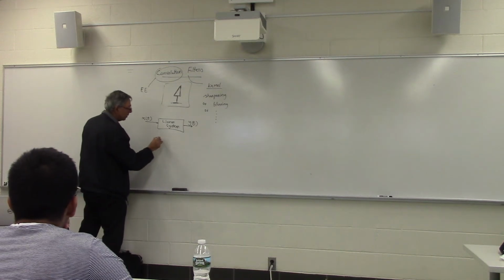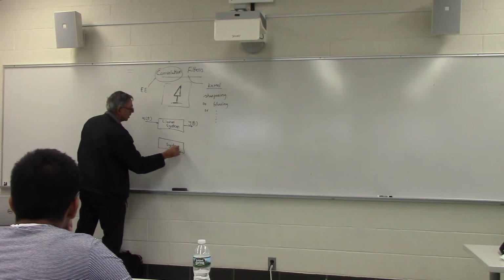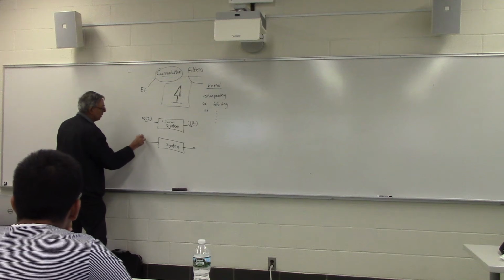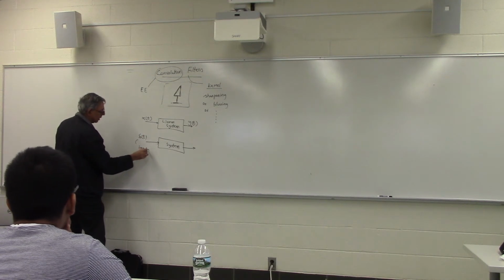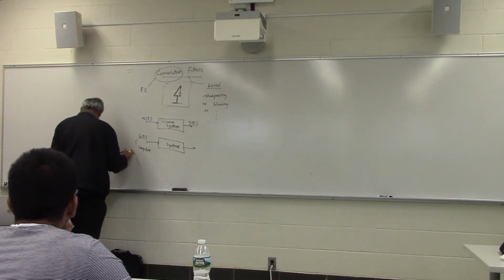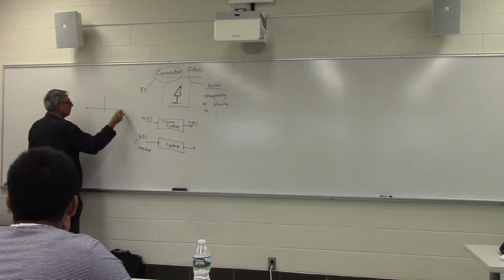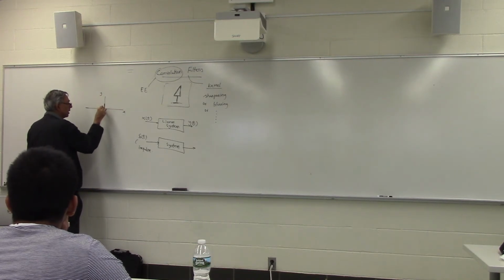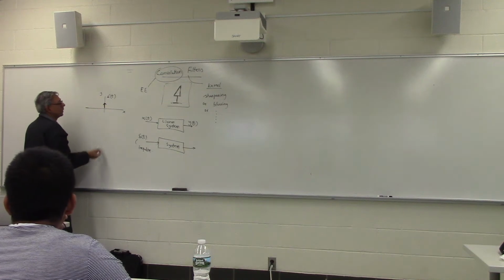Okay, now let me take the same system and feed in an input delta of t. So delta of t is called the impulse. Okay, if I draw this delta of t, it looks like this. So if this is x, this is y. So typically this is what delta of t looks like.